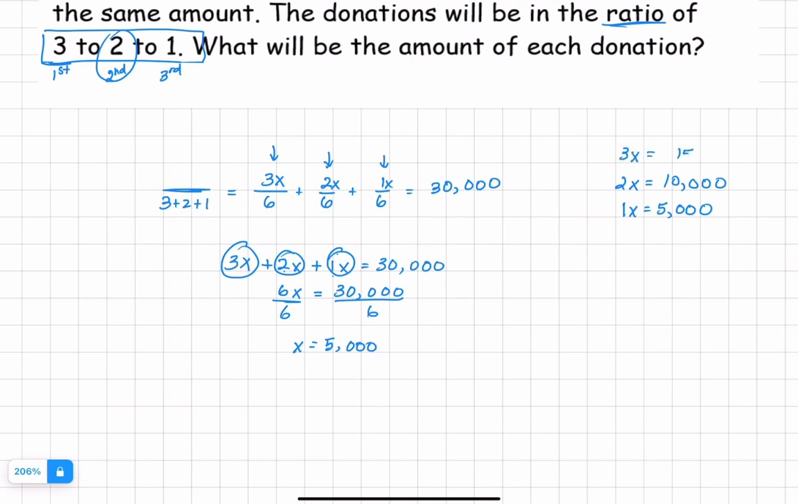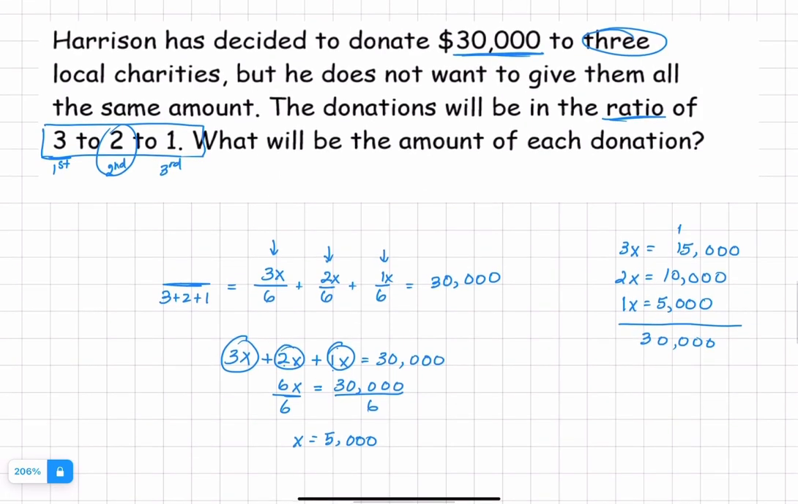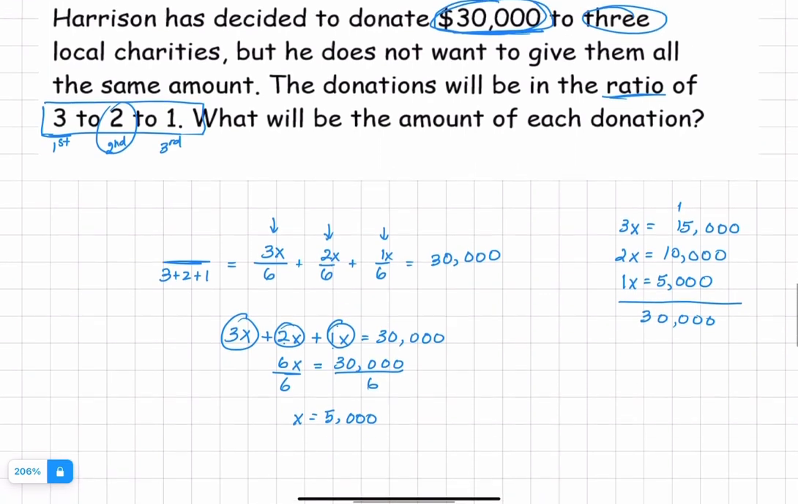So we can double check our answer by adding all these numbers together. 5,000 plus 10,000 plus 15,000. So all these zeros come at the bottom. And then 5 plus 5 is 10. And then we put the 1 on the top, and that would be 3. So 30,000, and that was the money Harrison was going to donate to these 3.